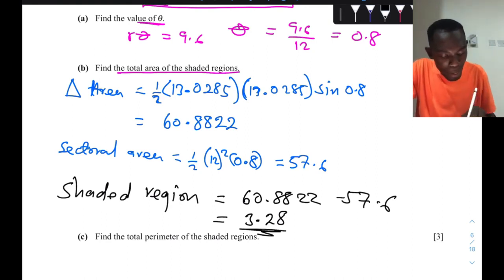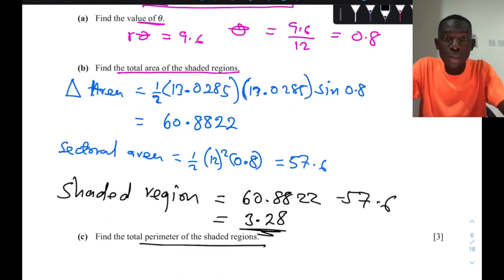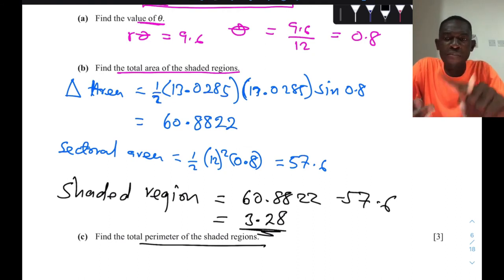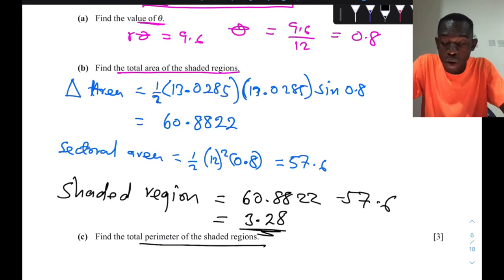Now what do they want? The perimeter of the shaded region. So I think by now you've seen the clue. They can ask you to find the angle, you can find the area, you can find the perimeter. So these are the things that they are asking. This is why I call this series How to Ace the Exam, because if you know it, you know what to do even before you set the paper.